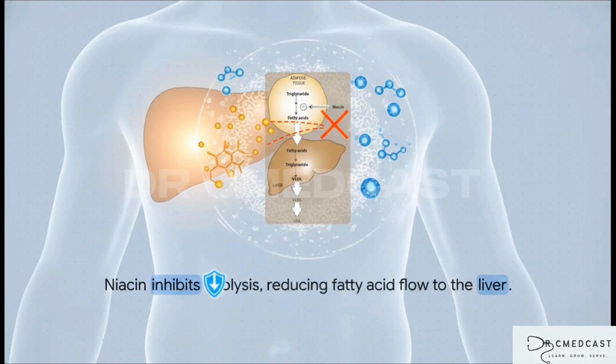What niacin does is it goes to your fat cells, your adipose tissue, and it stops them from breaking down fat. This basically cuts off the supply of free fatty acids that are flowing to the liver. So you're essentially starving the liver of the raw materials it needs to make triglycerides and VLDL. No building blocks, no final product.